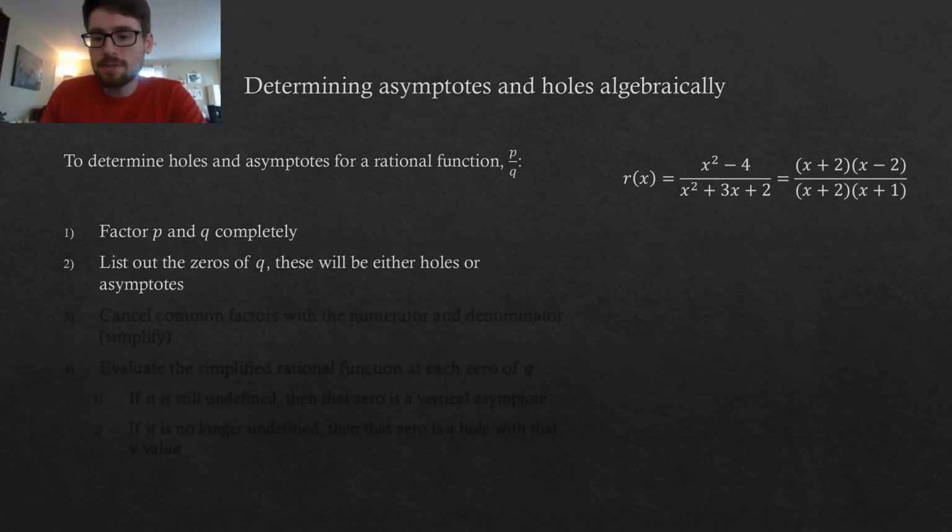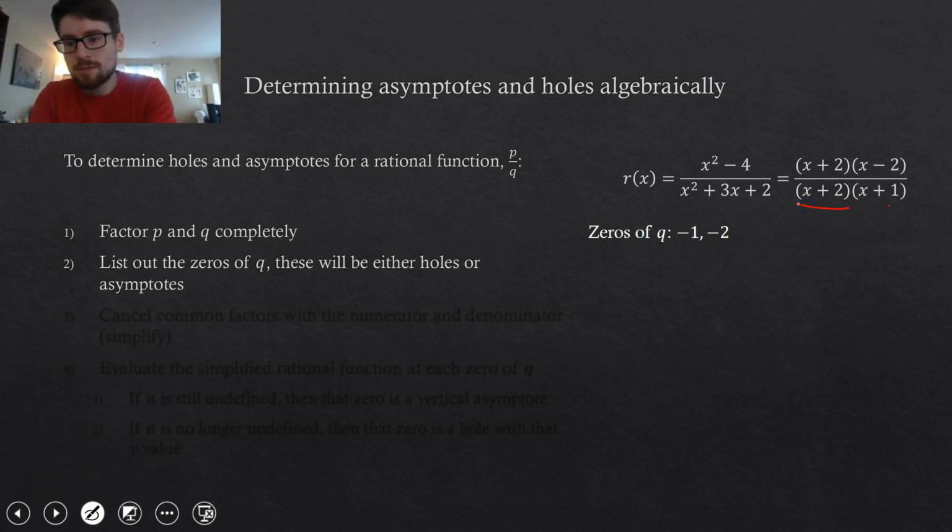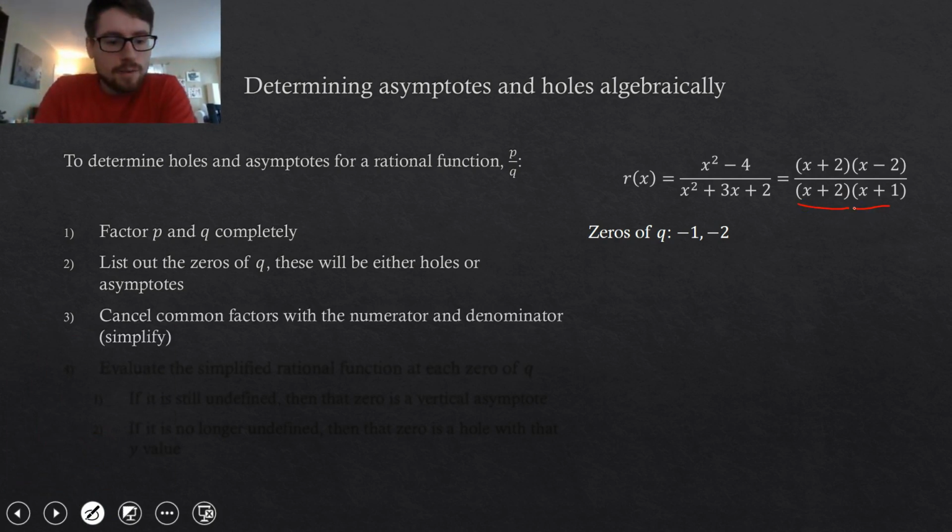We're going to list out each of those zeros of the denominator. And these will either be holes or asymptotes. So the zeros of the denominator are negative 1 and negative 2 in this case. You get one from each of these factors. And then we cancel common factors with the numerator and the denominator. So what this means is we're simplifying the rational function. So you see there's an x plus 2 factor on top and an x plus 2 factor on bottom. And so once we simplify, we get something that looks like this: x minus 2 over x plus 1.